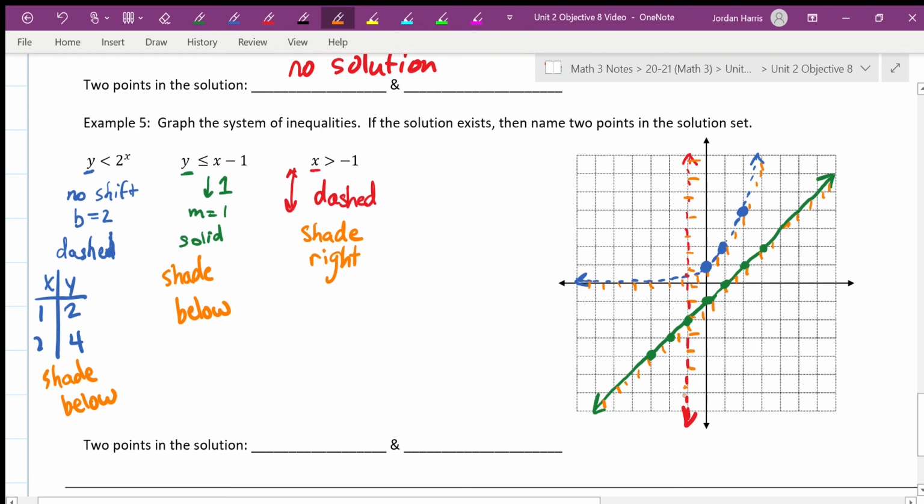So we need to find where all three overlap. Okay, so right here, the red and the blue overlap, but not the green, so that doesn't work. Right here, the red and the green overlap, and remember the blue is shading all of the stuff below, so it also overlaps the blue. So this is where all three overlap. All of this region here.